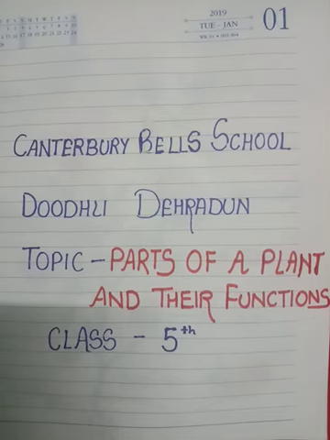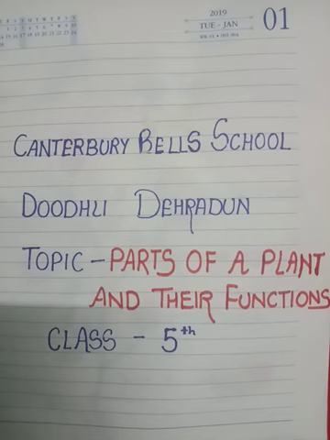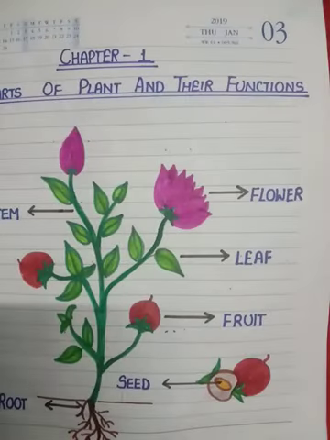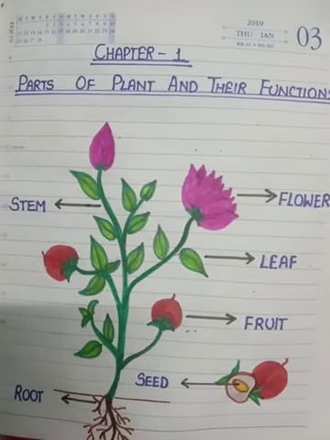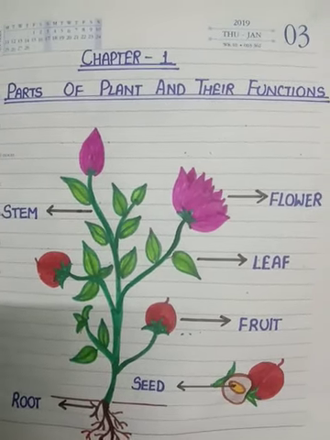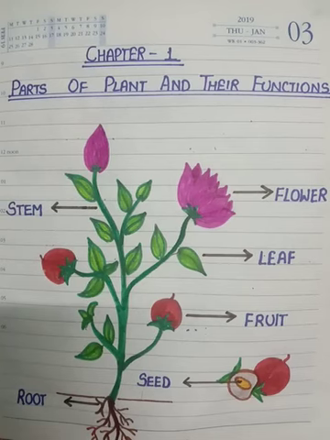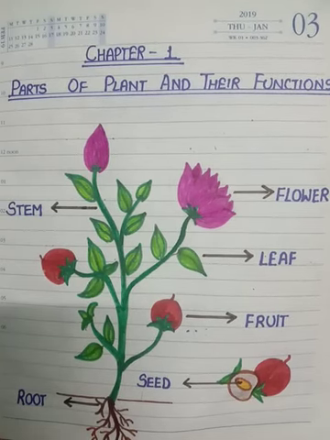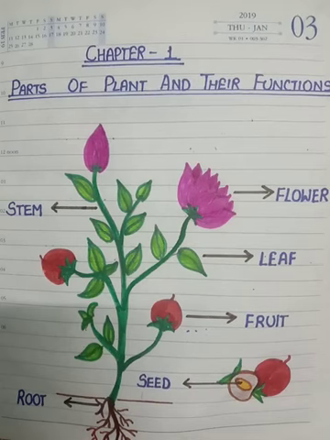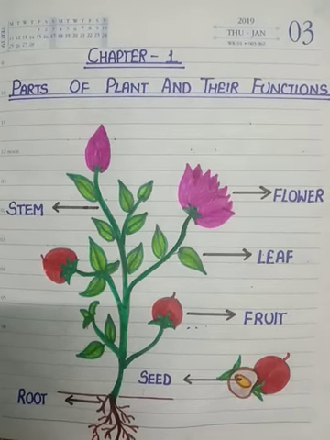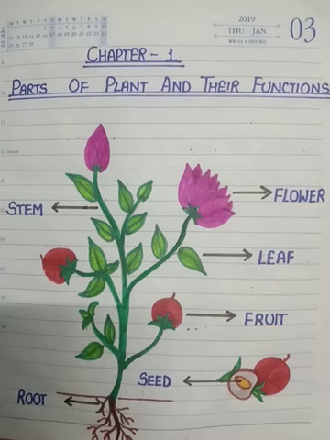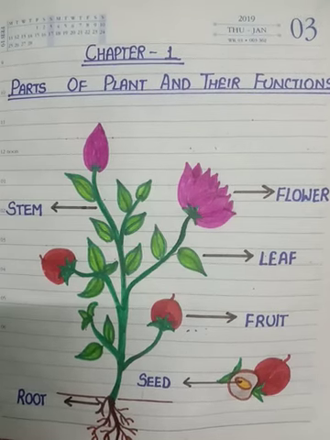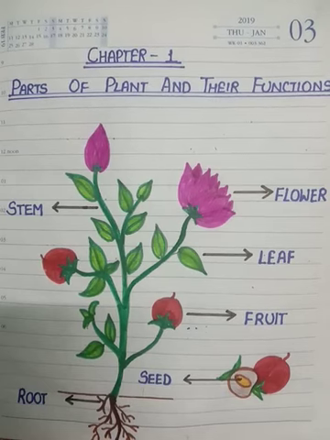Today I am going to teach you about parts of plant and their functions. So let's start with this diagram. Here, various parts of plants are shown. These are number 1 root, second stem, third leaf, fourth flower, fifth fruit, and sixth seed.